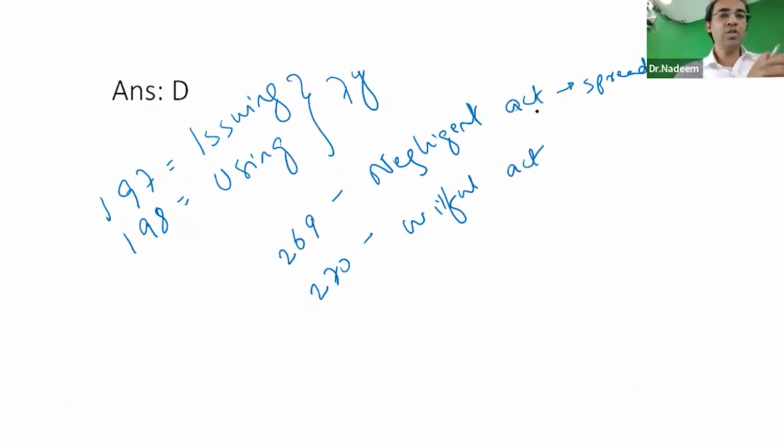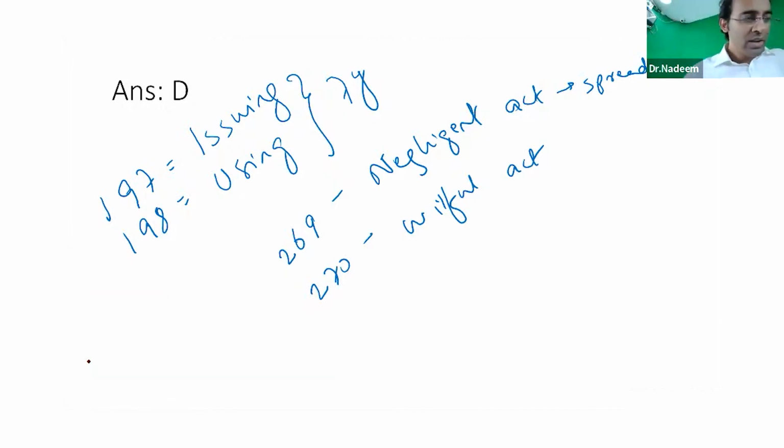Next is the willful act likely to spread a disease dangerous to life. During the pandemic, suppose you got COVID-19 positive and willfully go to a public place, meet and hug everyone, sneeze and cough in front of everyone because you want to spread the disease willfully. This is a punishable offense. 270. Okay, fine.